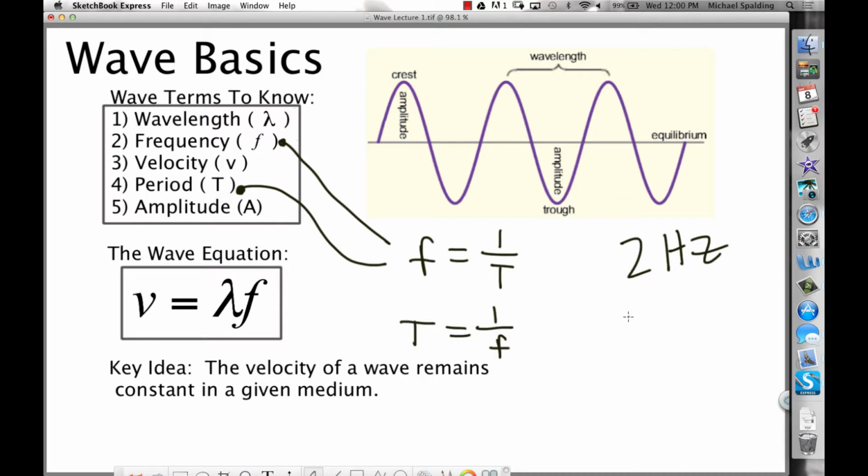What's the period of 1 clap? If I'm clapping my hands twice per second, what's the period for 1 clap? Half a second. So notice that they're the inverse of each other. 1 over 2 is what? 0.5 seconds, right? Because this is 2 hertz, which is 1 over second. So that comes out as 0.5 seconds. You guys get it? Ready?